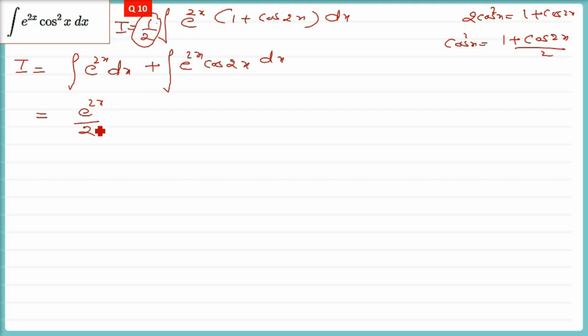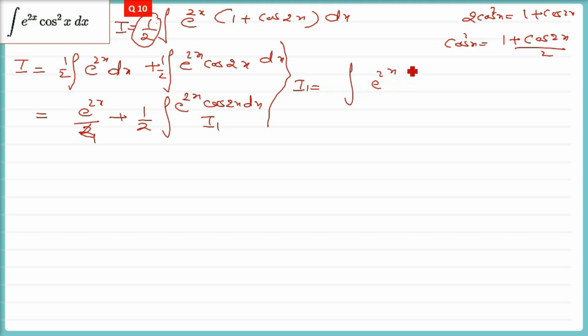So this half you can multiply here. So let's multiply half here itself. So e raised to x by 4 plus 1 by 2 e raised to x cos 2x dx. Now let's call it as I1. So we'll do this I1 separately and then we will replace it. So I1 becomes integral of e raised to x cos 2x dx.